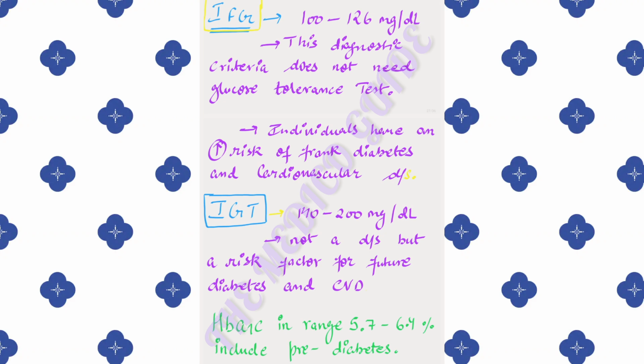So IFG, or impaired fasting glucose, as the term says, means that a patient has not eaten any meal, and at that time the levels of blood glucose are not in the normal range of a non-diabetic patient, but are deranged. That is impaired fasting glucose. What is the level at which we say a patient is an IFG? It is 100 to 126 mg per dL.